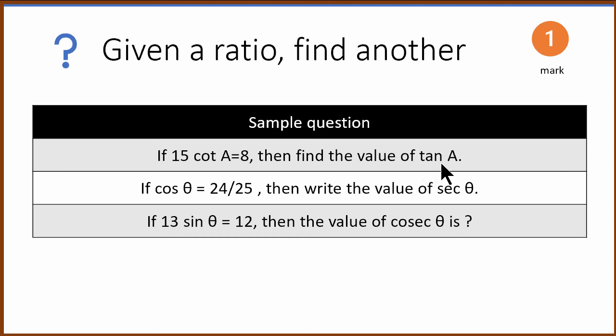As we discussed earlier, cot A can be written as 1 by tan A, or tan A can be written as 1 by cot A. Since they've given a value for cot A, you can easily find the value of tan A.